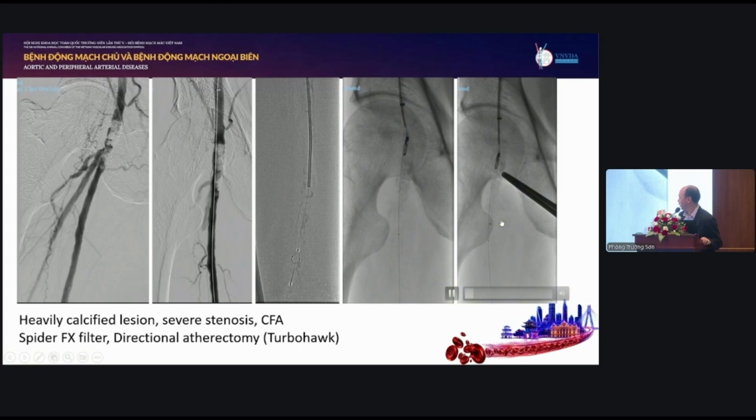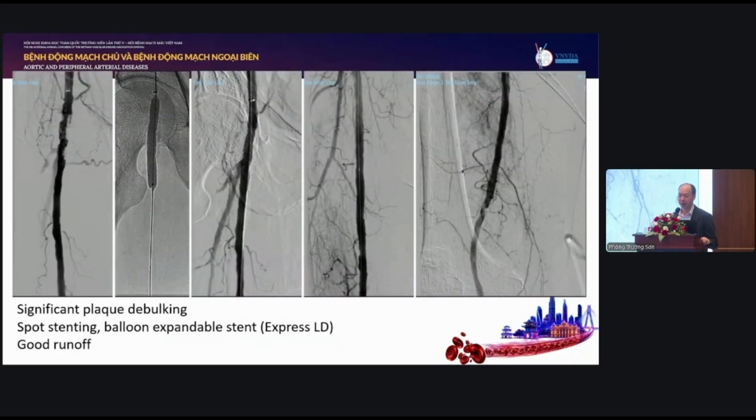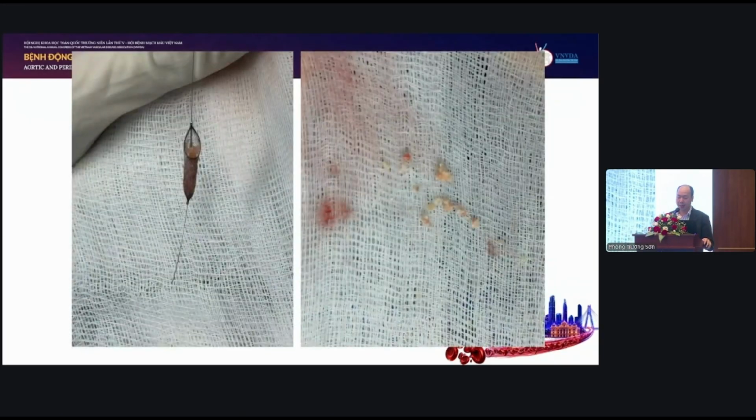After that, we try to maximize the lumen gain. We used a balloon, and finally we decided to put in a balloon-expandable stent here. I'm not sure whether you guys would do that or not, but the final angiogram shows complete, maximized lumen gain with preserved runoff. And here is the calcified plaque we removed. You can see on the filter, we caught a lot of fish, right?